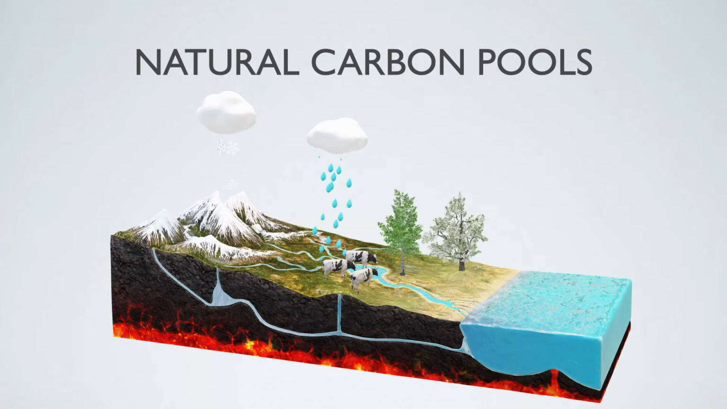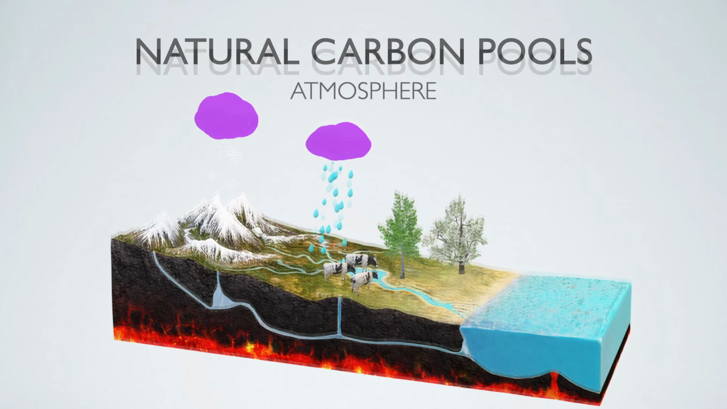Carbon exchanges are critical to life on Earth. The carbon cycle describes all the carbon exchanges on the planet. These exchanges take place between the four major natural pools of carbon on the planet: the atmosphere, the biosphere, the hydrosphere, and the lithosphere. The atmosphere is the gaseous envelope surrounding the Earth, which we commonly call air.